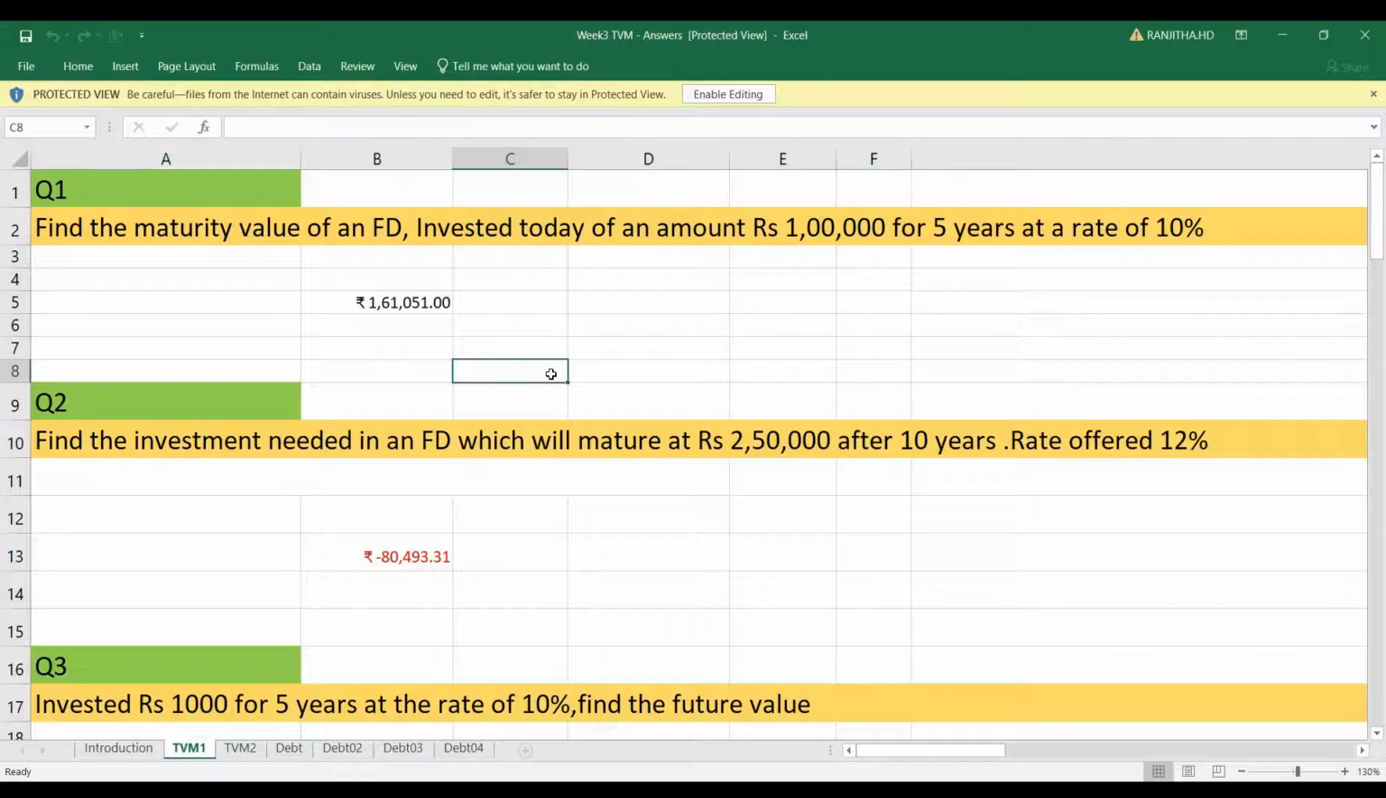Now, the first question. Find the maturity value of an FD invested today, an amount of 1 lakh for 5 years, at a rate of 10%. We will be using future value.